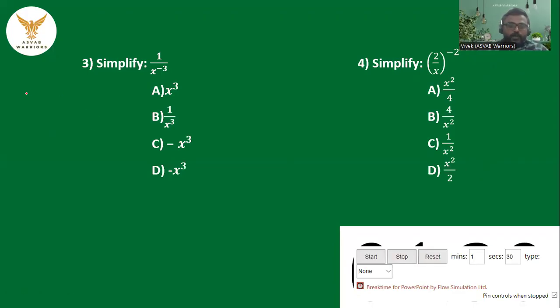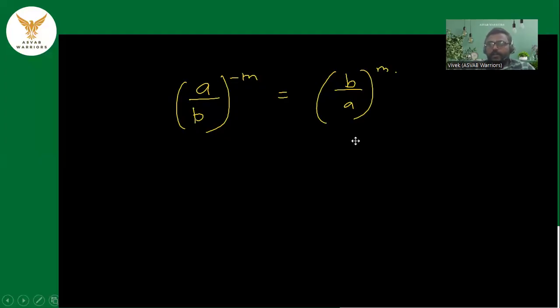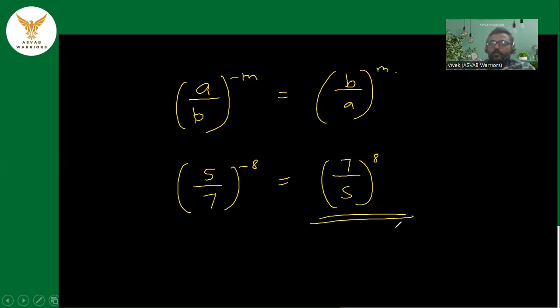I want you guys to also know one more rule. Please note this down, it will be very helpful. (A divided by B) to the power negative m will be equal to (B divided by A) to the power m. If you just take the reciprocal, you can make the power positive. So you can say (5 over 7) to the power negative 8 would be (7 over 5) to the power positive 8.